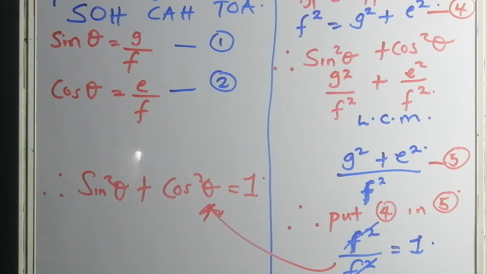So this is a relationship between ratios, and we've been able to prove that sin square theta plus cos square theta is equal to 1.